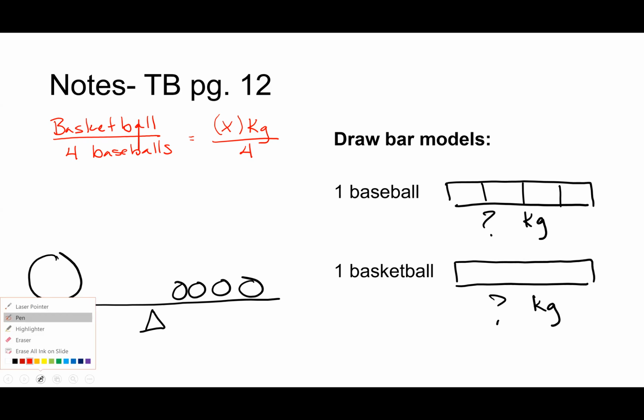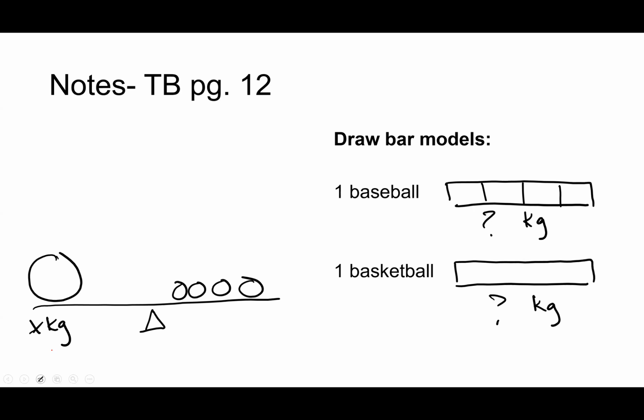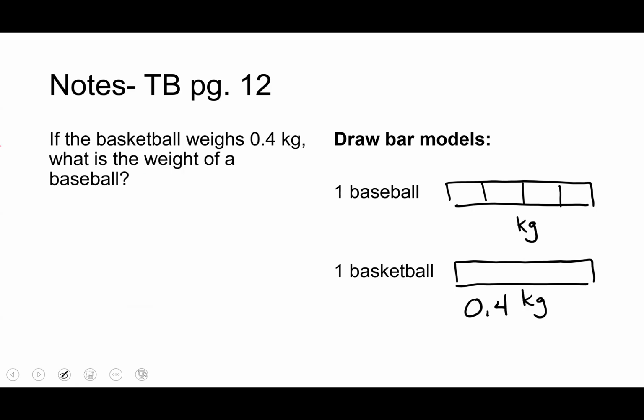So let's do a little mental math. Are you guys prepared to do a little mental math with some decimals? Okay. So backing up, if the basketball weighs 4/10 of a kilogram, we're going to work in tenths for a minute with our brains. You guys prepared? What is the weight of one baseball? The basketball weighs 4/10. You just determined that the weight of the basketball divided by 4 is the weight of the baseball. So if the basketball is 4/10, what is the weight of one baseball?